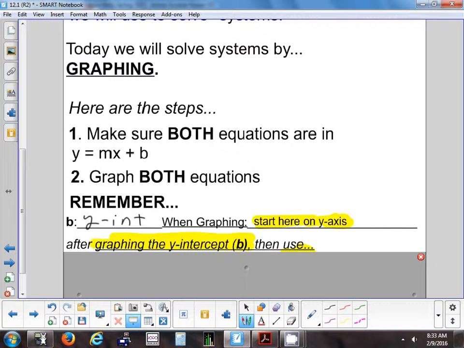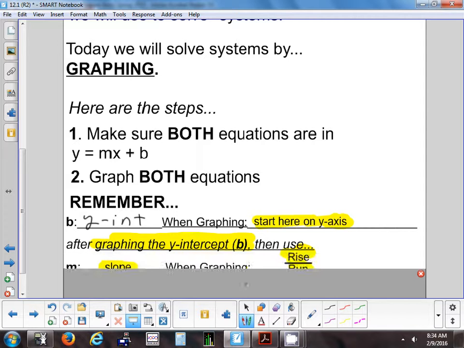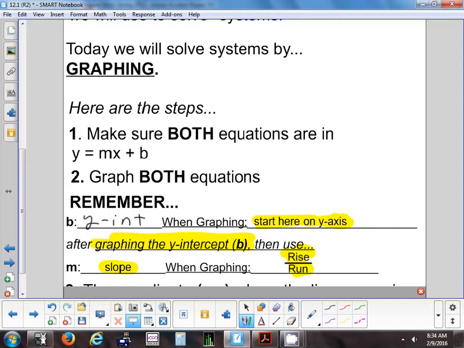Okay, so when you graph, there's really two important things you need. You need your y-intercept, and you need your, what's the other thing we really need to know? Slope. Okay? So your y-intercept, that's when we graph, we start there on the y-axis. And then after we graph the y-intercept, we use the slope. And remember, the slope is usually a fraction. It's rise over run.